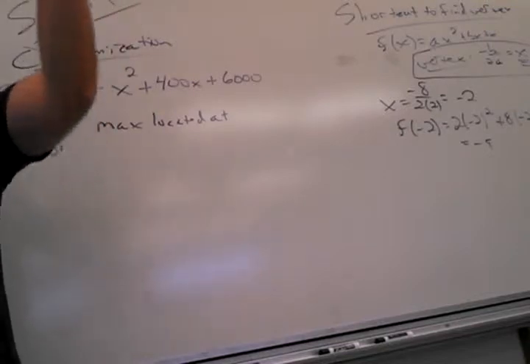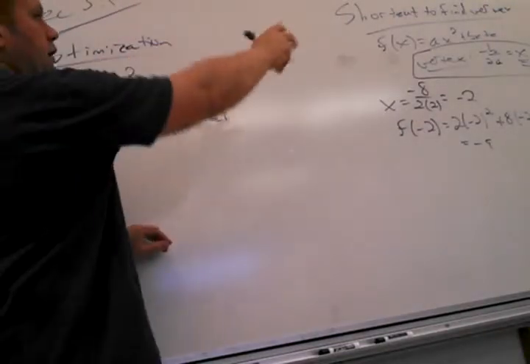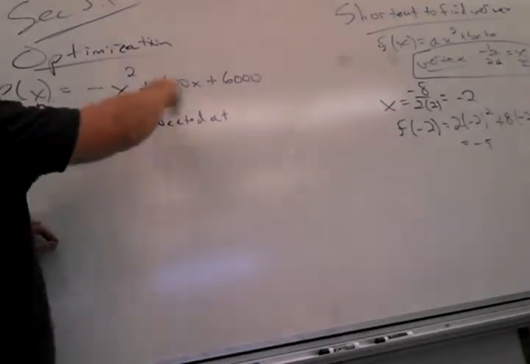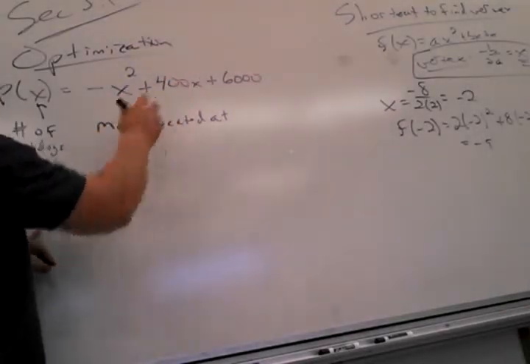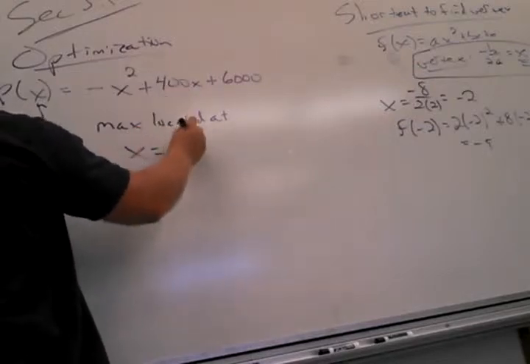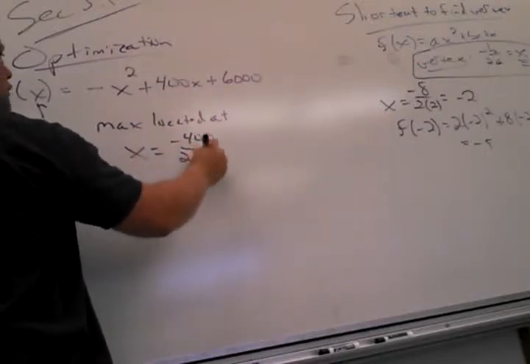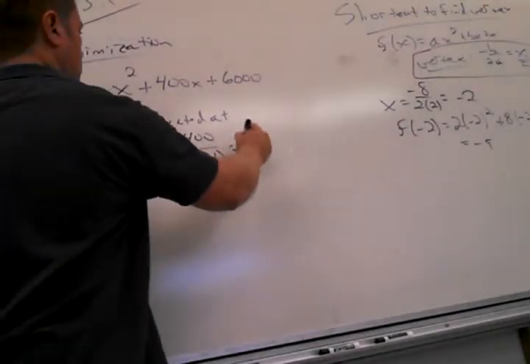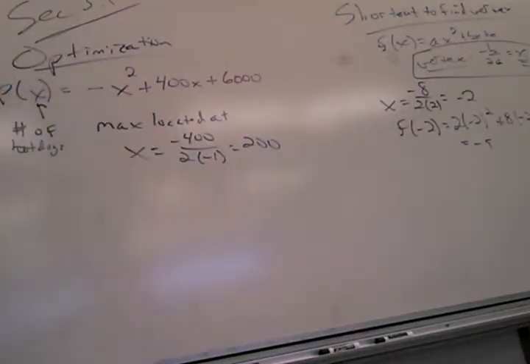But for us, all we can do is find the vertex of a parabola, because we haven't studied what slope does. But how do I find this guy's vertex? Negative b over 2a. Yeah, so it's located at x equals negative b over twice a. 200. So I've got to sell 200 hot dogs.